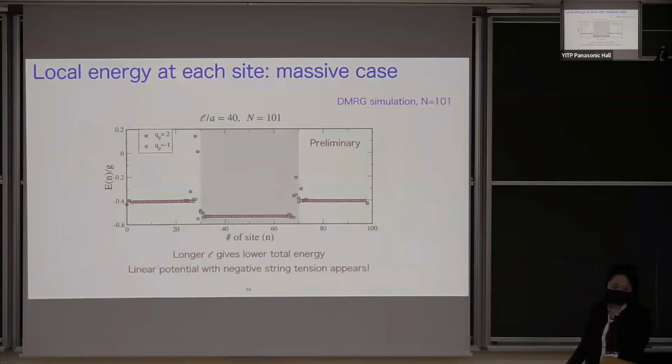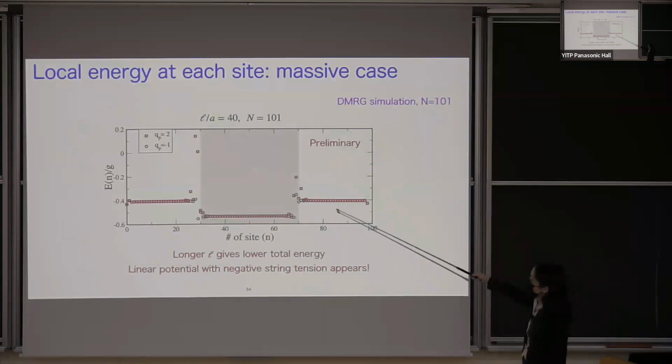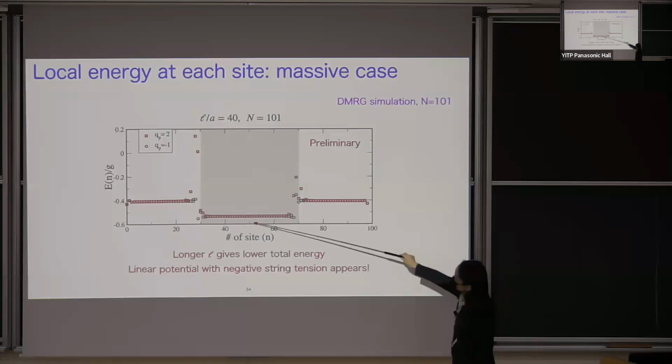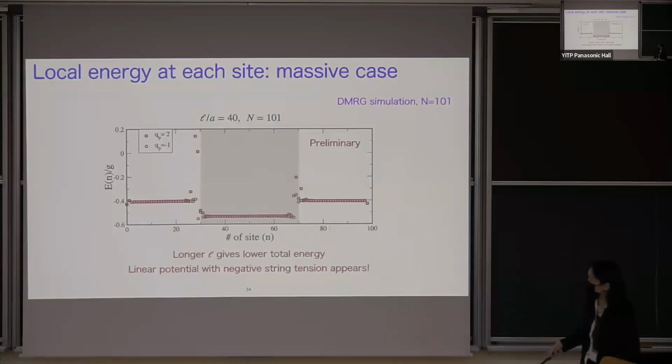And now we perform the DMRG simulation with a much larger lattice volume. So you can find that clearly inside the Polyakov loop has a lower energy than outside the Wilson loop. So a longer L gives a lower total energy. So this is why the linear potential with negative string tension appears.